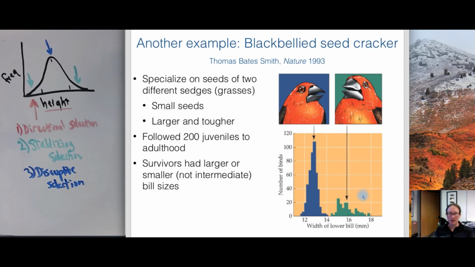But Thomas Bates Smith followed 200 juvenile seed cracker birds through to adulthood. And what he found is that not all birds survive equally. Instead, he found that the survivors had either a much smaller bill or a much bigger bill. So it's actually not good to have a one-size-fits-all beak, because then you're not as good at cracking either the small seeds or the much larger seeds. So what you wind up with is a discontinuous distribution of beak sizes.